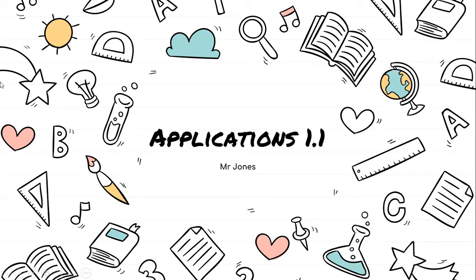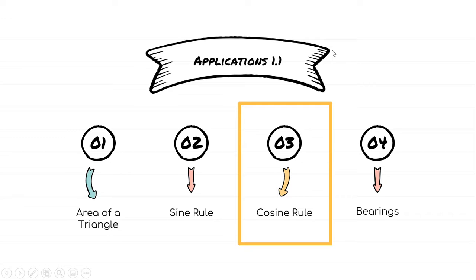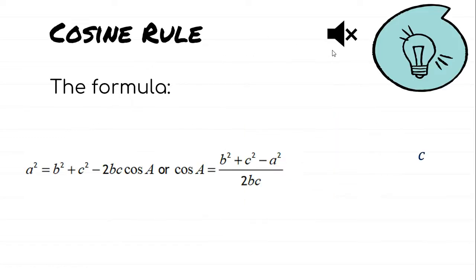So this is applications 1.1 and let's have a look and see where we are. We've previously looked at area of a triangle and we've looked at the sine rule. And so now we're going to move on to the cosine rule, and that's really going to be our focus for this week. So here is the formula for the cosine rule.